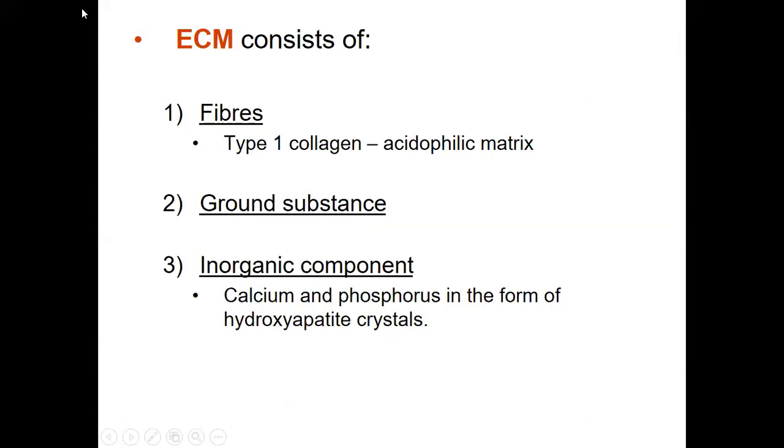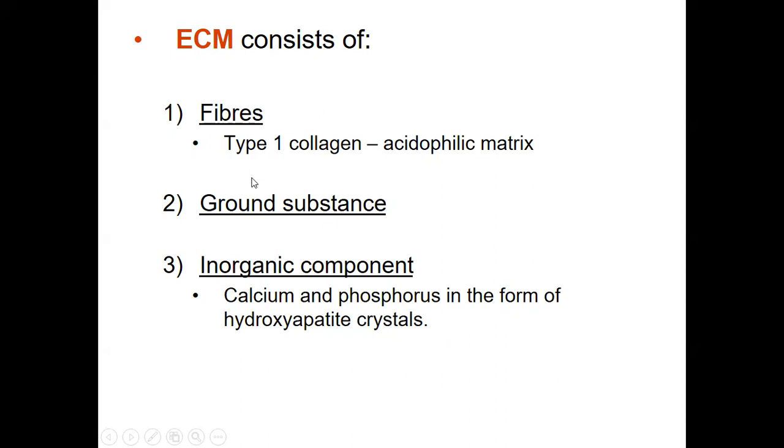For the extracellular matrix component, just now we discussed the cellular component of the bone. Now we're going to discuss further the extracellular matrix component of the bone. The fibers are composed of type 1 collagen fibers. It gives the color to the bone, the acidophilic matrix, the pinkish color, due to the presence of the type 1 collagen fiber.